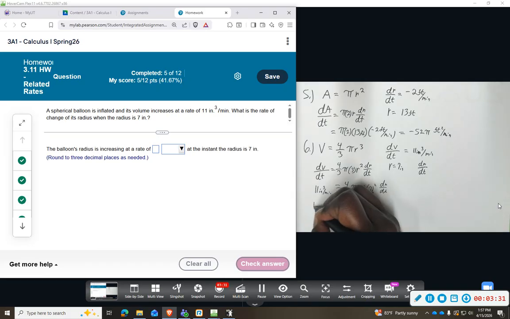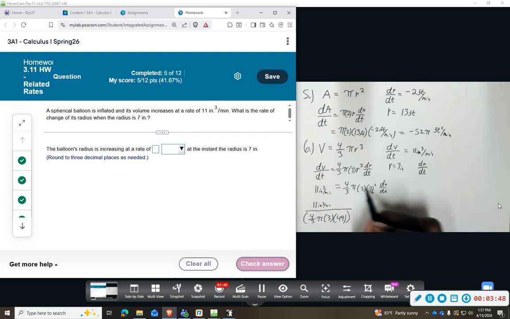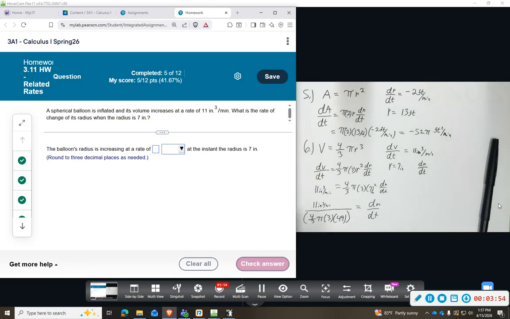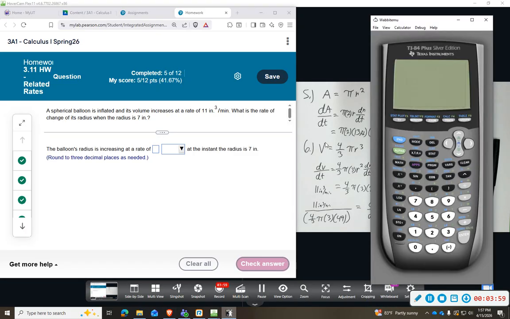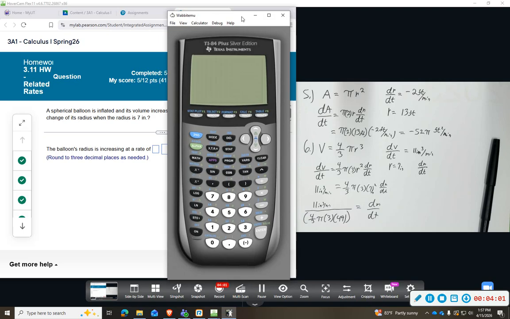So we're looking at 11, and this is all going to be divided by 4/3 pi times 3 times 49. Go ahead and multiply that out. All of that will give us dr/dt. Alright, so with this, I'm going to let the calculator do the heavy lifting, and then we'll get our final answer.